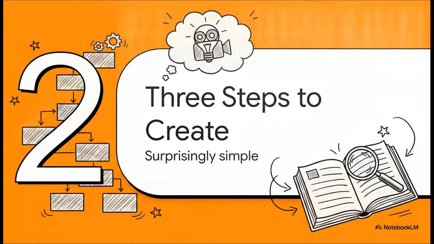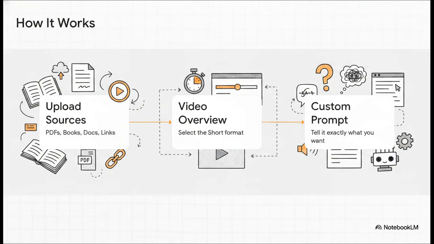Section 2, 3 steps to creation. This workflow is so straightforward, literally anyone can use it right now. Step 1, you just upload your sources, so PDFs, Google Docs, or links. Step 2, you open the video overview and select the new short format. And step 3, enter a custom prompt. Tell it exactly what you want it to do, like, hey, summarize the 5 most important ideas. The more specific your prompt, the better your output is going to be.